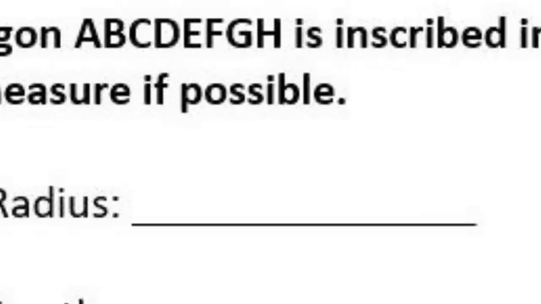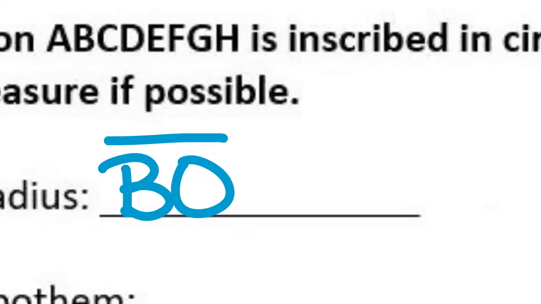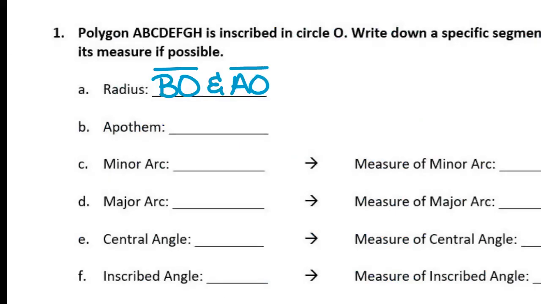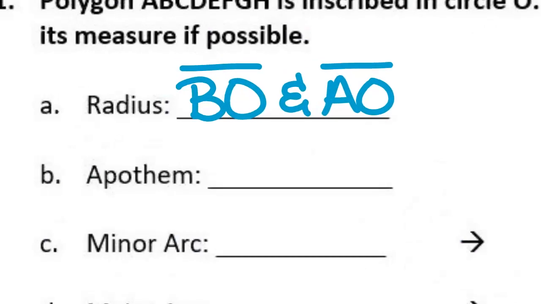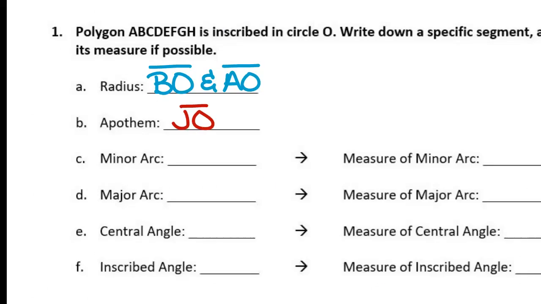Close. That goes to the side. We have to go all the way to the circle. BO. Is there another one? And AO. The one that you named first, JO, that one goes to the side. So what would we call that? An apothem. So JO is the apothem. BO and AO are both radii.